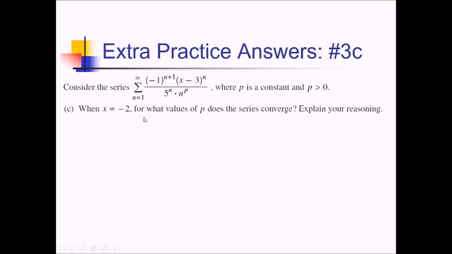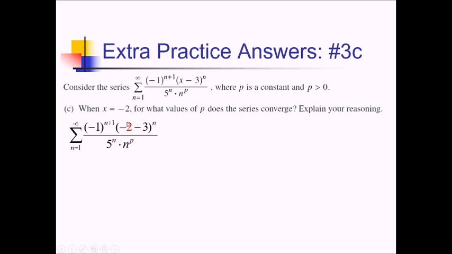On this part, we're given x equals negative 2, and we want to know at what value of p, which they're not giving us yet, does this series converge. All right, so let's plug in negative 2 for x and see what happens. Simplifying this a little bit, this is really negative 5 to the n.